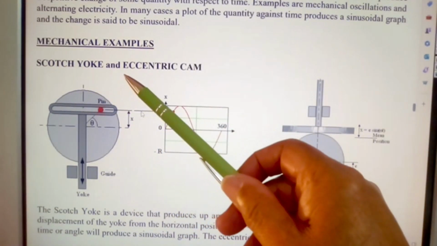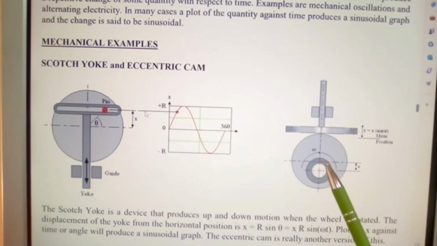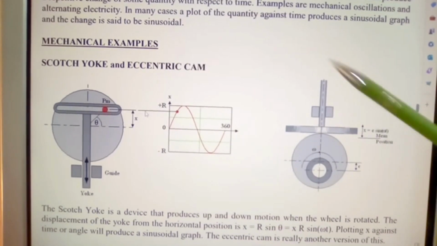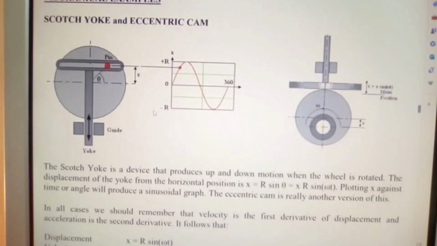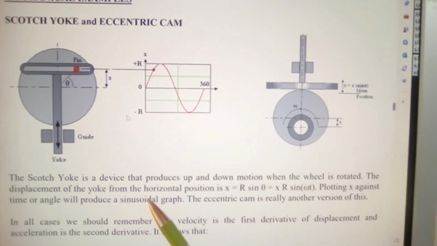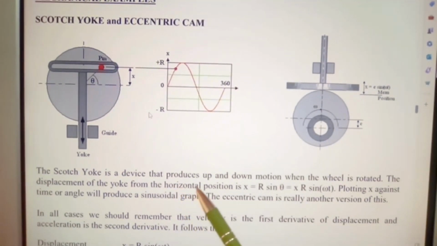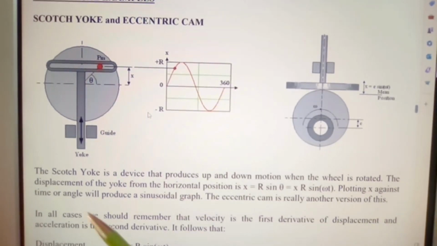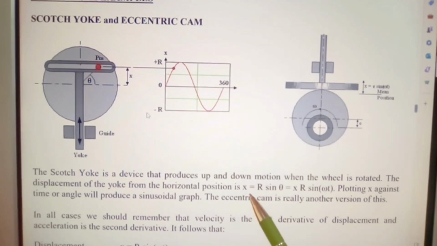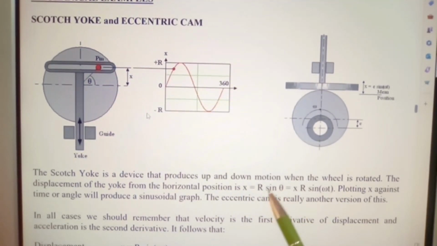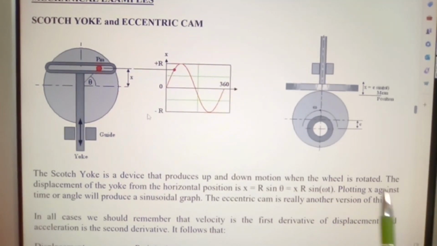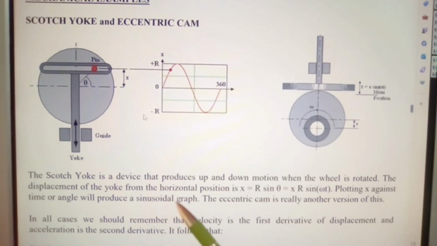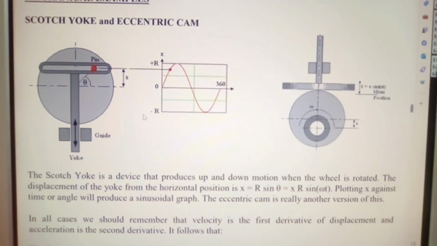So you have a Scotch yoke and eccentric cam. That's the cam that moves kind of like a jigsaw movement. Now the Scotch yoke is a device that produces up and down motion when the wheel is rotated. The displacement of the yoke from the horizontal position is x equals r sine phi, r sine the angle, whatever the angle may be, equals r sine omega t. Plotting x against time or angle will produce a sinusoidal graph. The eccentric cam is really another version of this.